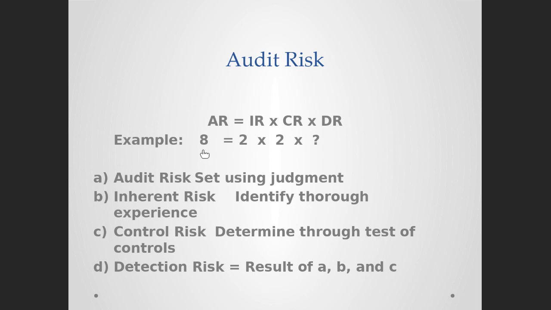Audit risk is the risk of giving the wrong opinion. We decide this. This could be quantitative, this could be qualitative. Here we have the number 8, but you could assign high, low, moderate, etc. That's the audit risk.